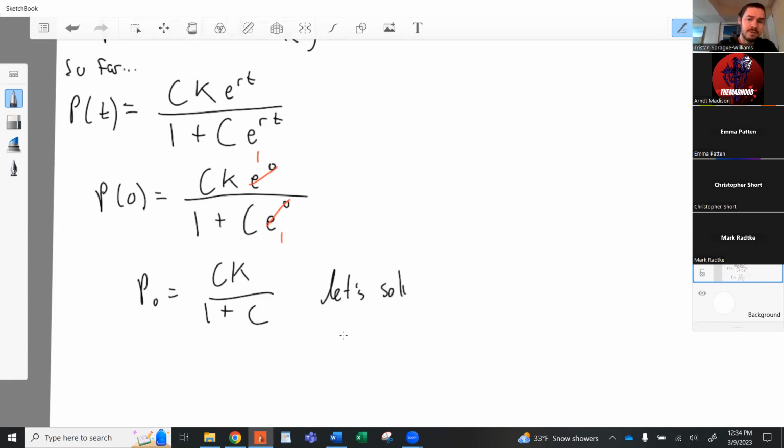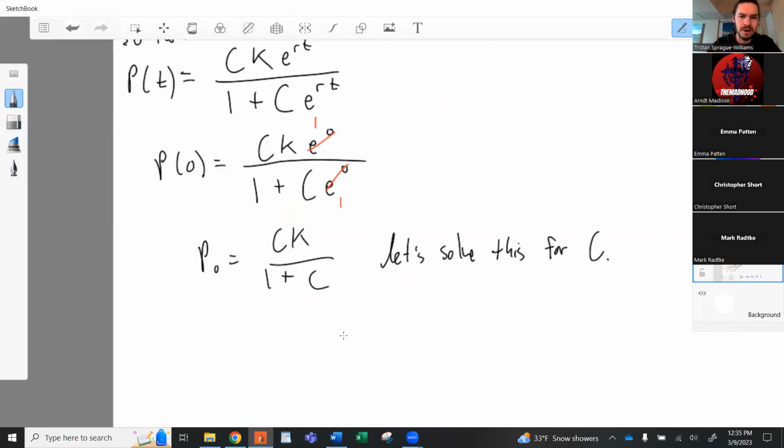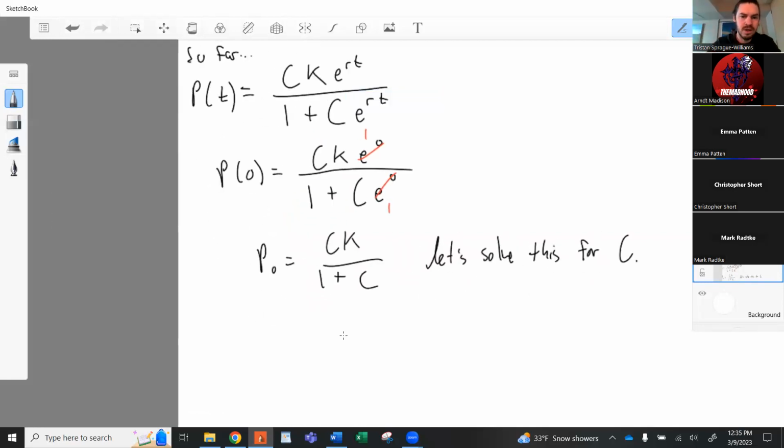Let's solve this for C. If we solve this equation for C, then we will be able to make a substitution in for C and get our formula entirely in terms of parameters that are meaningful, right? It will eliminate the C and put the P0 in there instead. That will be preferable for our intended use.